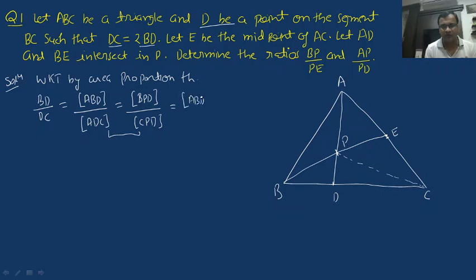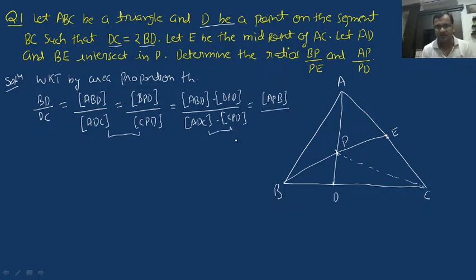And if these two ratios are equal, then the value of each ratio is area of ABD minus area of BPD upon area of ADC minus area of CPD. And ABD minus BPD is the area of triangle APB, and in the denominator ADC minus CPD is the area of triangle APC. So you can check BD by DC. In the problem we are given that BD by DC is 1 upon 2, so each ratio in this equation becomes 1 by 2.